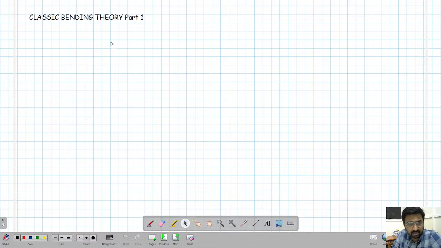We will do this in two parts. This is the first part of the derivation, and there is another part also. So without wasting time, we will just quickly start this. Okay, so assume there is a beam.